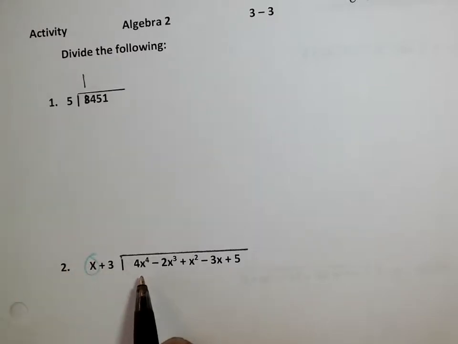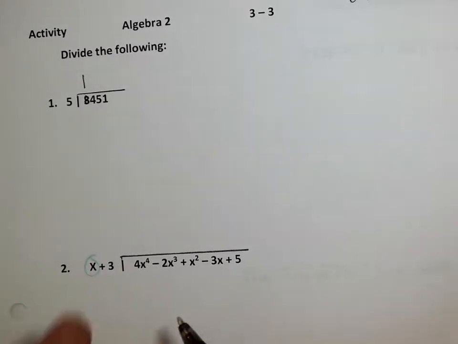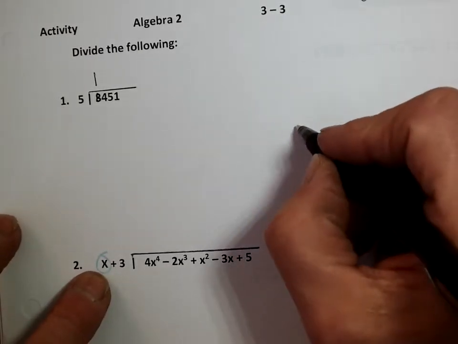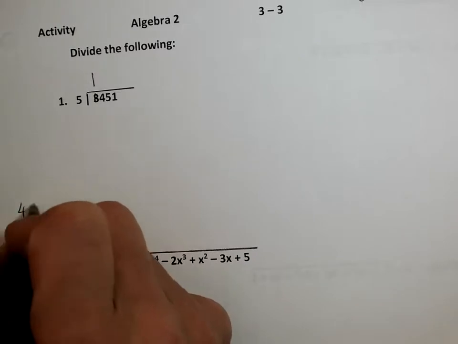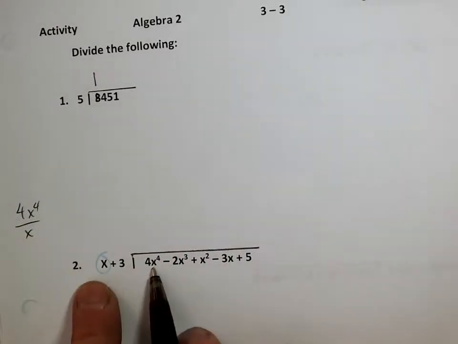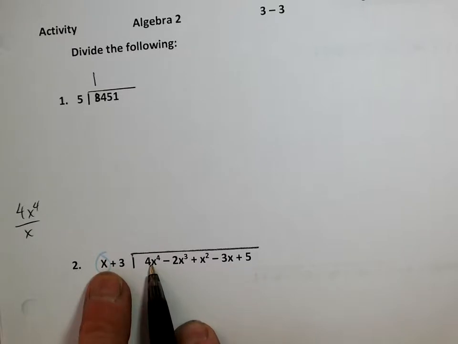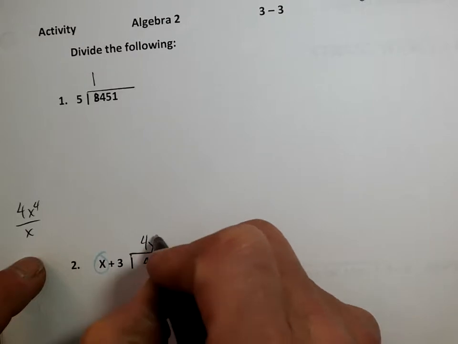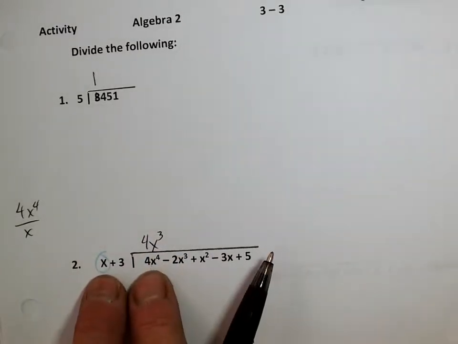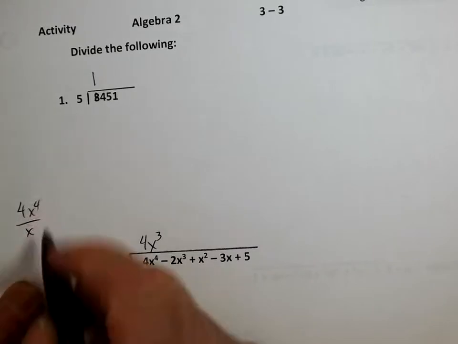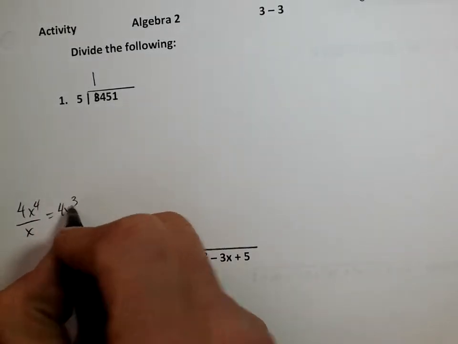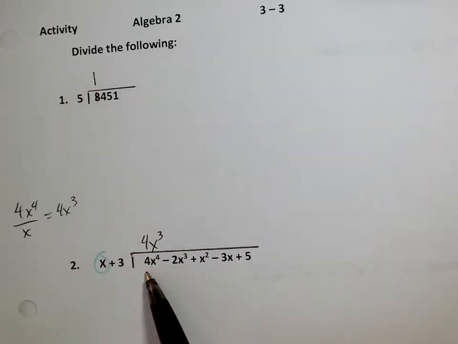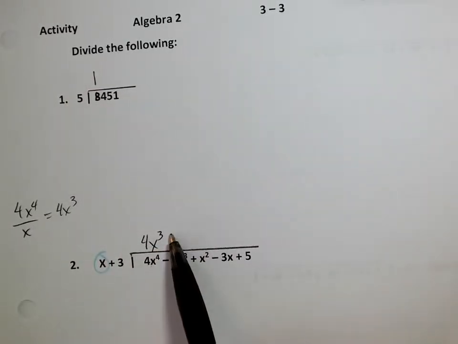Now if you're not sure, I do a little side work. x goes into 4x to the 4th how many times? Side work: if I take 4x to the 4th and divide it by x, hopefully that's 4x cubed. You guys agree with that? So the same thing. As 5 goes into 8 one time, x goes into 4x to the 4th, 4x cubed times.